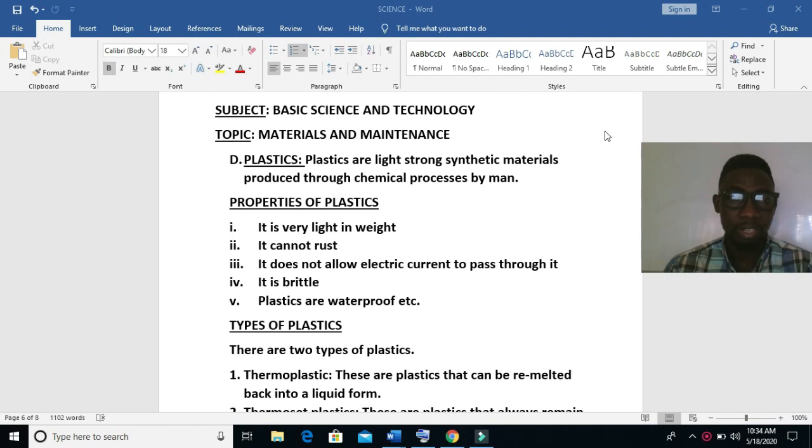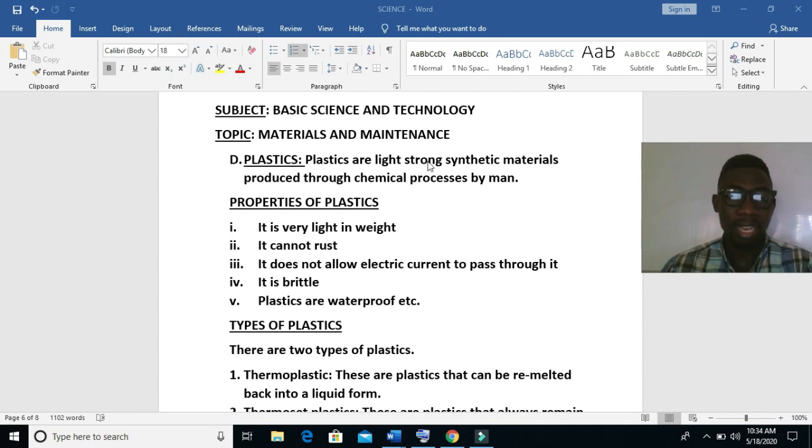So last week we took wood as the first one, we had metal as the second one, and we had ceramic as the third one. So I would like to start with the fourth one today. As you can see on your screen, that is plastics. Plastics, that's the fourth material we're considering today.